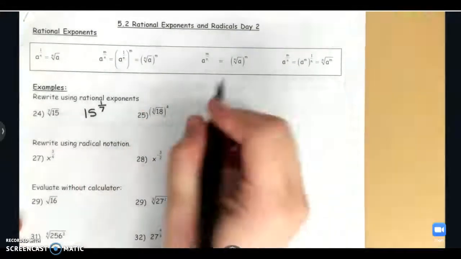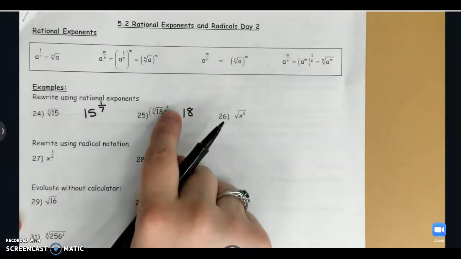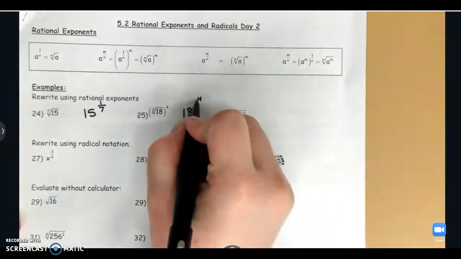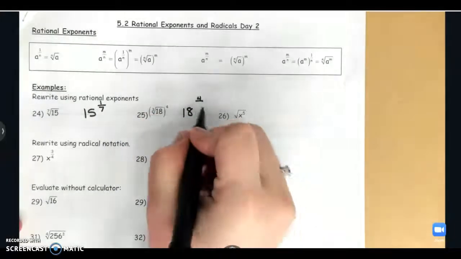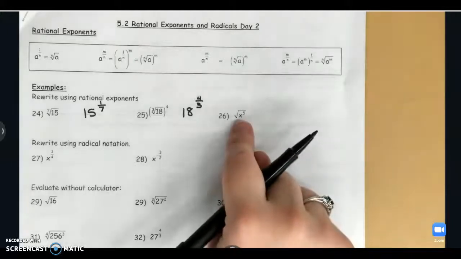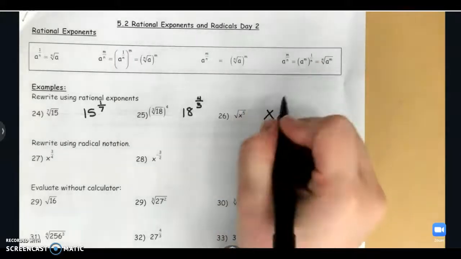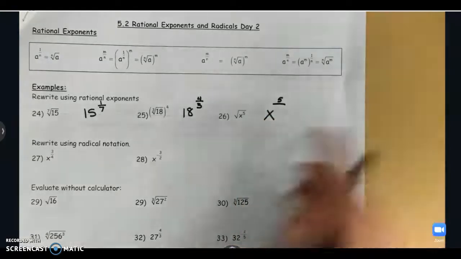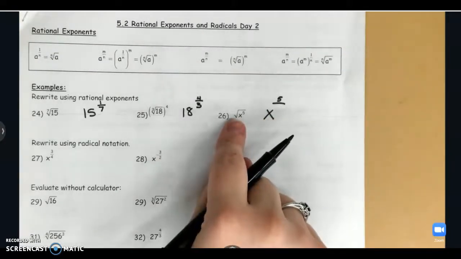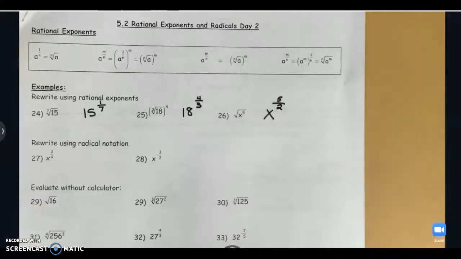Now let's look at 25. My radicand is 18. This time, it's being raised to the 4th power, so that's going to be my numerator. And my index is 3. This is the cube root. So 18 to the 4/3 power. 26. My radicand is x. It's being raised to the 5th power. So that's going to be my numerator. And then this is square root. Remember, when there's no number there, we assume that it's a square root. So that is going to be over 2. So x to the 5/2 power. So that is going from radical to rational exponent form.